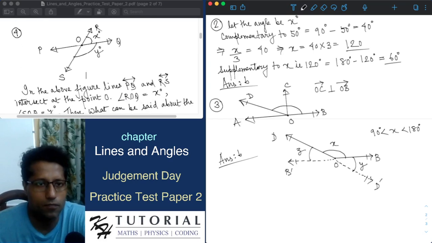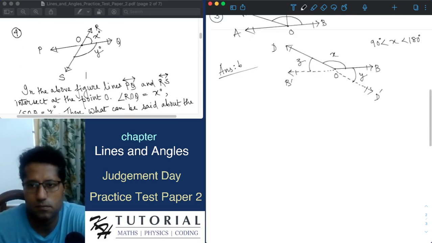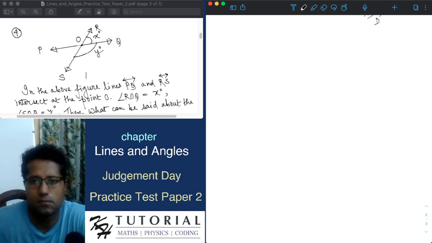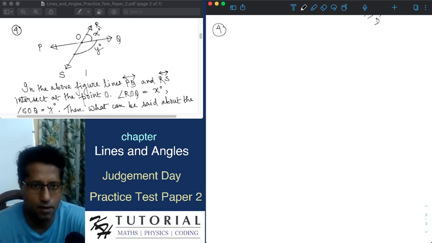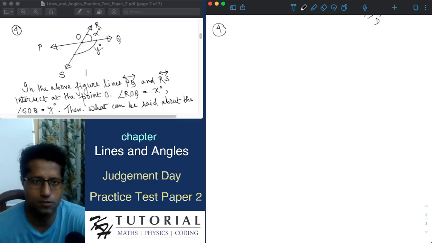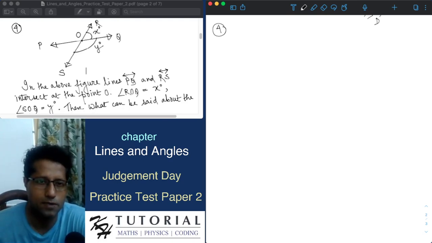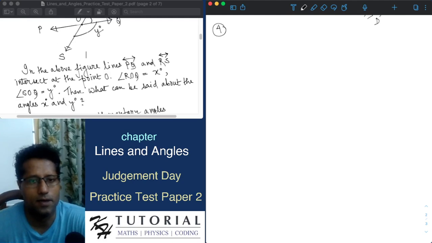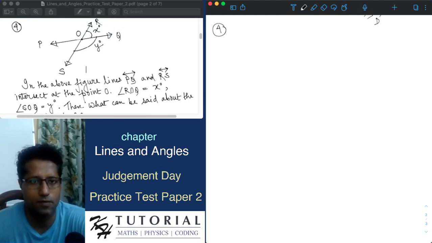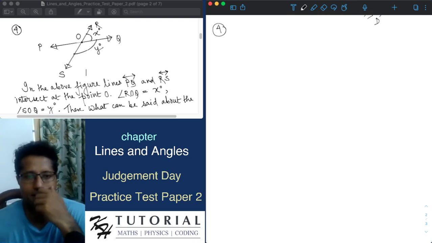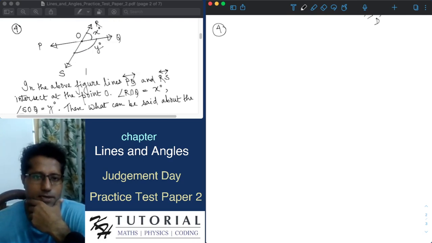Let's see question number 4. Question number 4 has a figure. It says, in the above figure, lines PQ and RS intersect at the point O. So PQ is a straight line, RS is also a straight line, they intersect at the point O. Okay. Angle ROQ is X degree, SOQ is Y degree. Now then, what can be said about the angles X and Y?